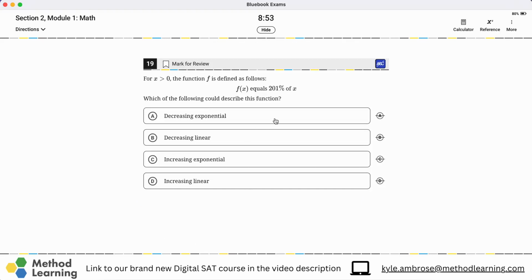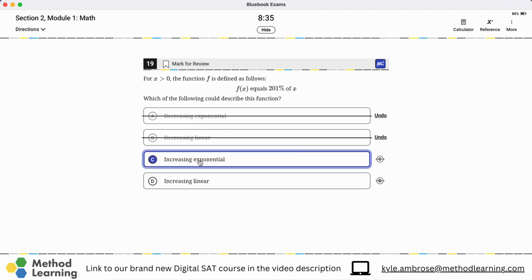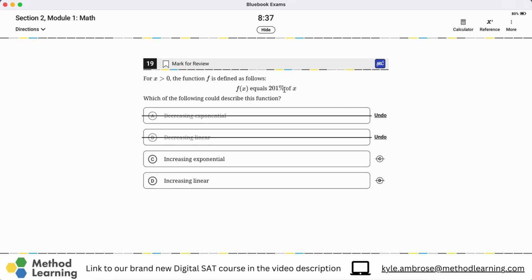This one, don't need Desmos. The function f of x equals 201% of x. And so it's bigger than 100%, so it's increasing. Right away, it's not A or B. Those are decreasing. And because it's increasing by a certain percentage, like we saw in a question earlier, that is exponential. Oh, shoot, wait a second. I made a mistake here.